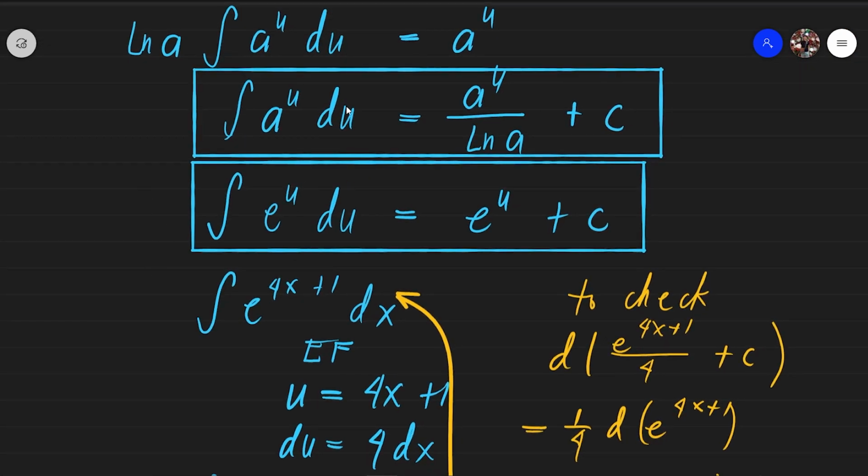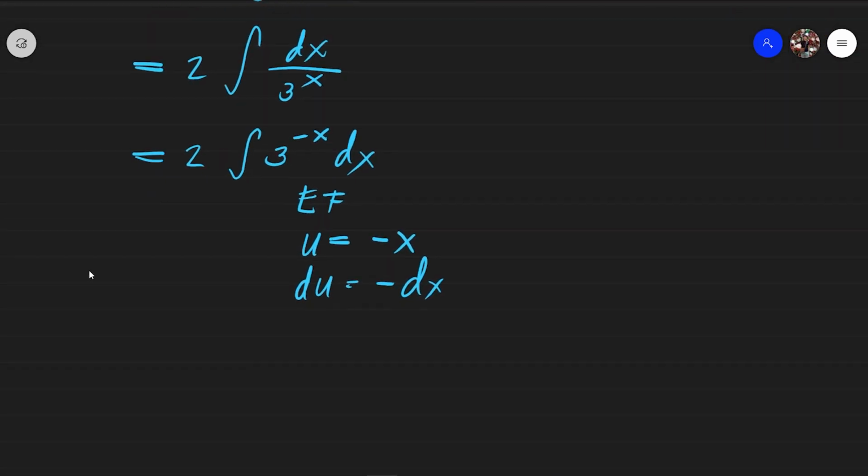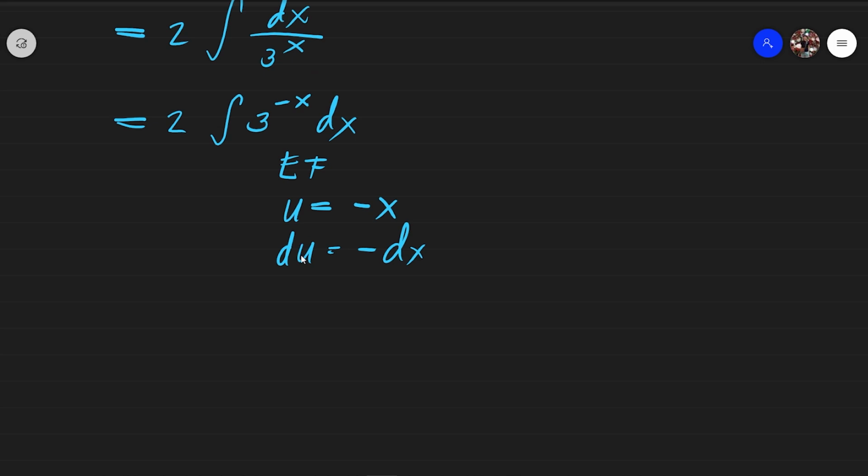The first formula. The integral of a raised to u du is equal to a raised to u all over ln a. Take note, there is still an ln a in the denominator. Of course, your plus c. So we already have identified your value for u and your du. The next step is we'll apply the left side of the exponential function formula, and this will be 2 integral of a, your 3, raised to your u, which is negative x, and of course you have the negative dx, your du.